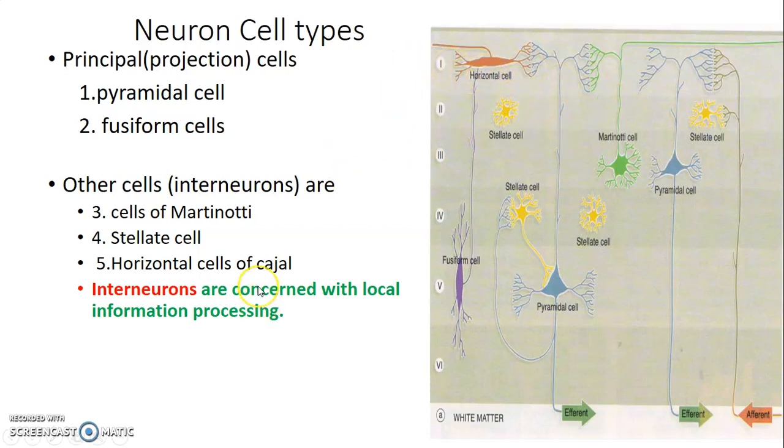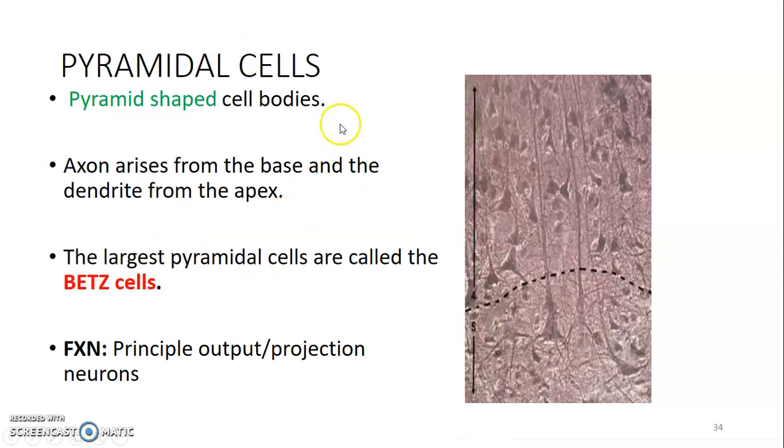Okay, so pyramidal cells, the cell bodies are pyramidal shaped. So when you see this image, these are pyramidal neurons, and the axons arise from the base of the pyramid, while the dendrites come from the apices of the pyramid. So the largest pyramidal cells that exist in the cerebral cortex are called the Betz cells. Okay, and the main function of pyramidal cells, we say they are projection neurons. So output, they will project from the cerebral cortex to other areas.